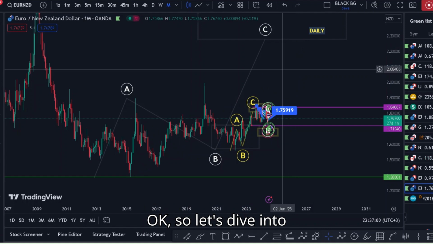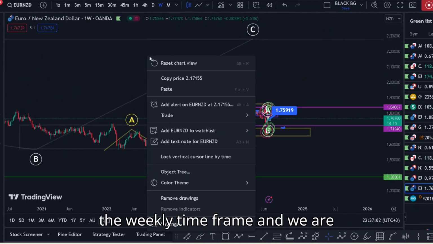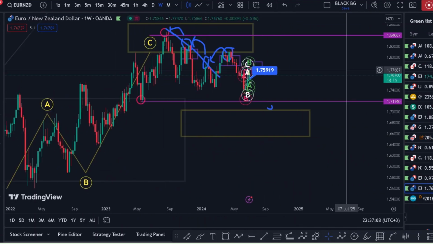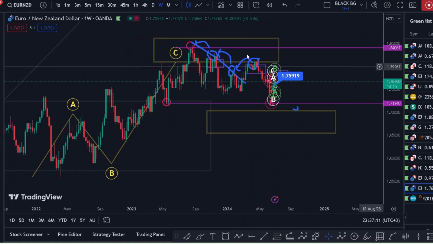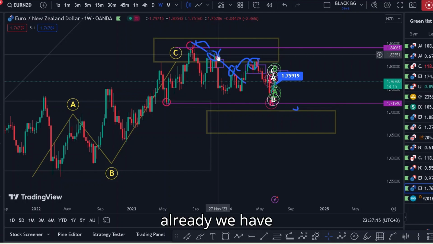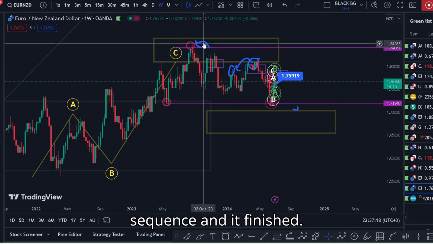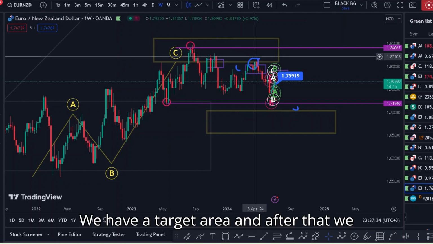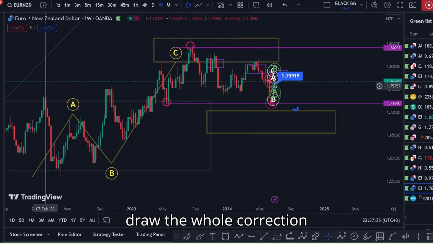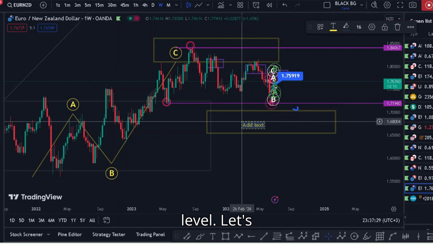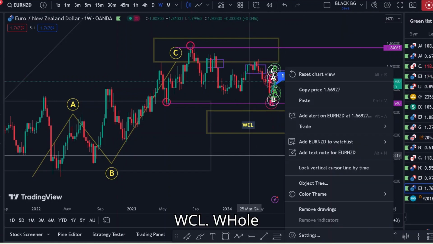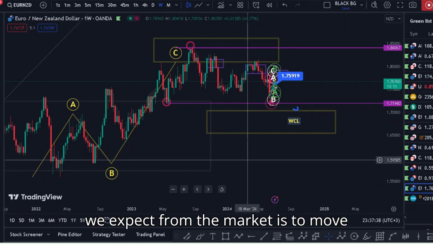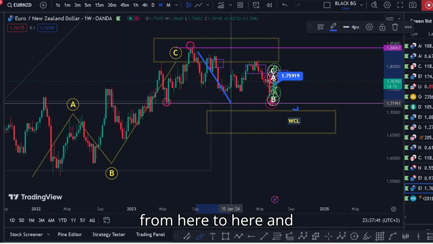Okay, so let's dive into the weekly time frame, and we are going to look for a new sequence. Let's see here. Okay, as we see in the yellow sequence, already we have a sequence and it finished. We have a target area, and after that we draw the whole correction level. Let's write WCL, whole correction level. So what we expect from the market is to move from here to here.